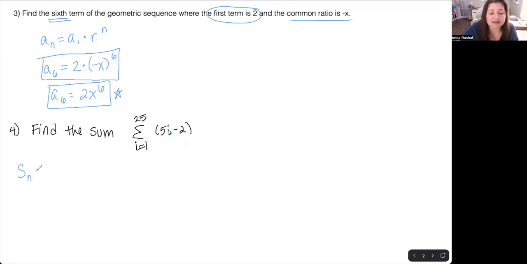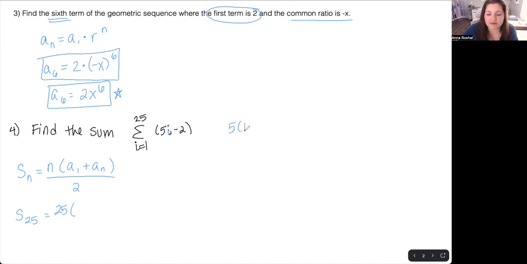I also know that my sum of all of these numbers is going to be n times (a sub 1 plus a sub n) divided by 2. So the sum of 25 numbers is going to be 25 times the first term. Let's figure that one out.